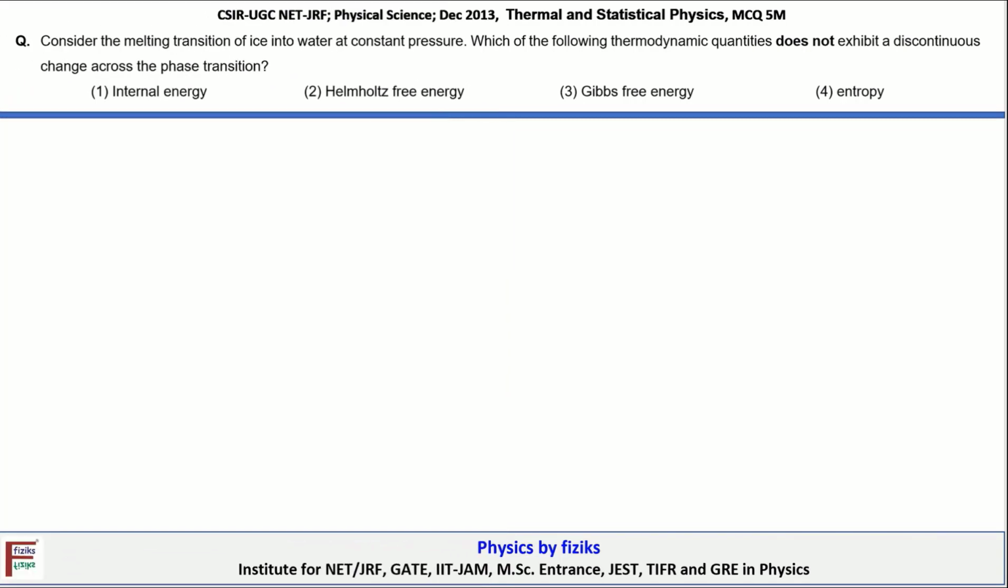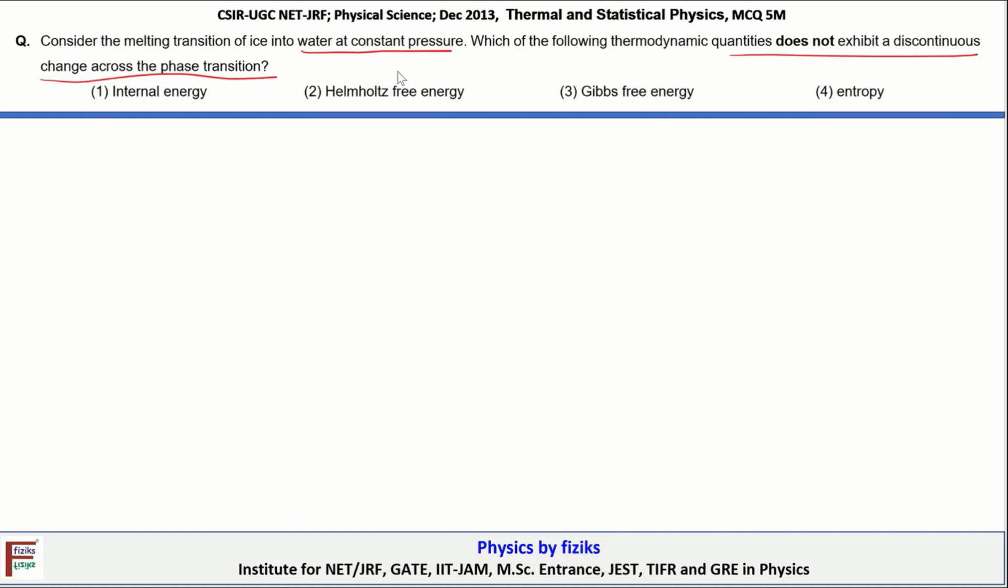So in this video we are going to discuss the question in thermal and statistical physics which appeared in the JRF physical science examination in December 2013. The first question is: consider the melting transition of ice into water at constant pressure. Which one of the following thermodynamic quantities does not exhibit a discontinuous change across the phase transition?